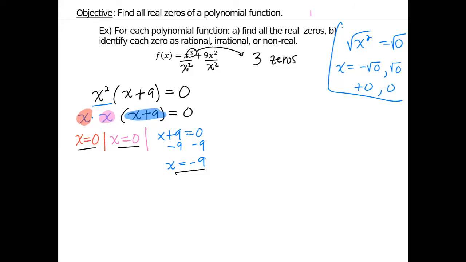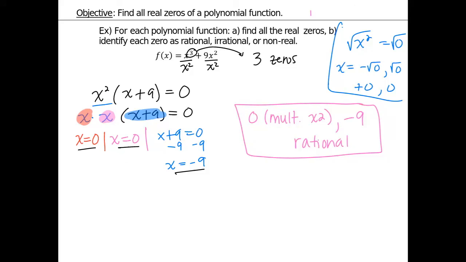But if you notice, I have 2 zeros that are the same, and that means when we are going to eventually graph it, you have to recognize that there's multiplicity. So for my answer, I'm actually going to say that that's 0 with multiplicity 2, because I have 2 of them. And then I also have negative 9. And all 3 of those are rational because I don't have any square roots.